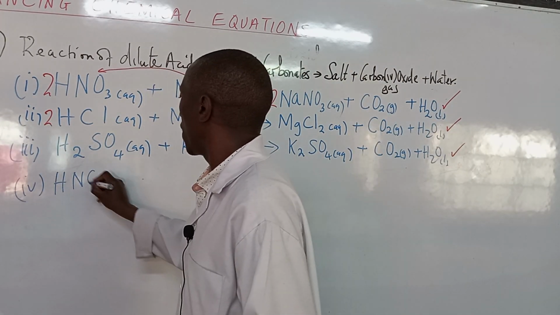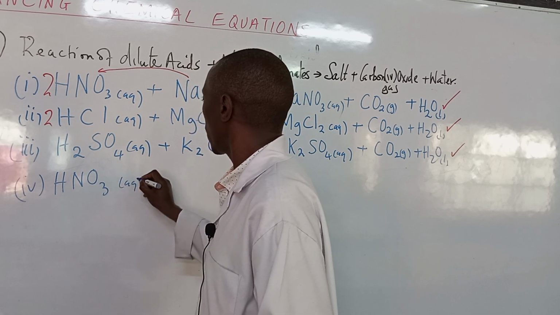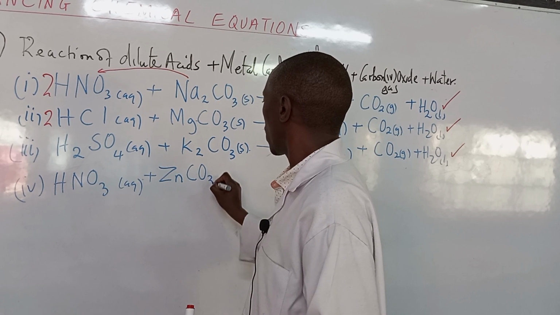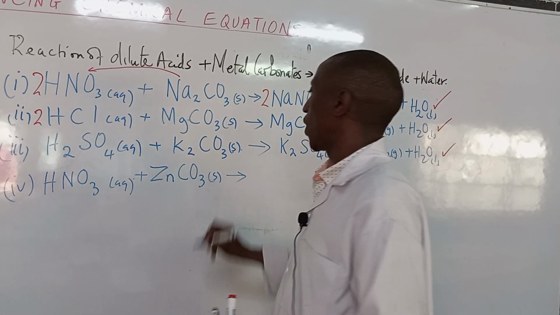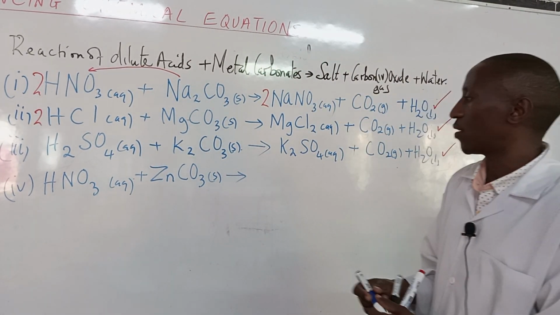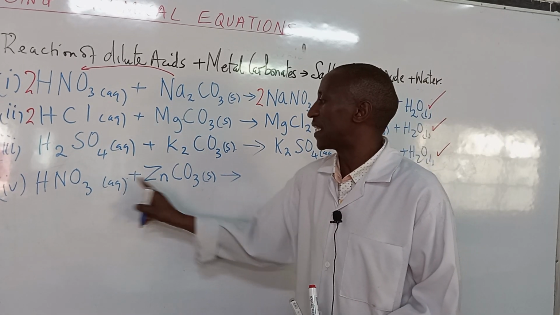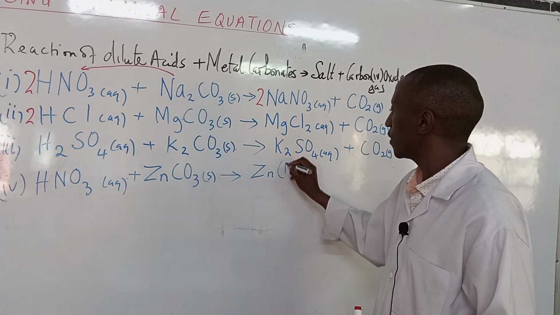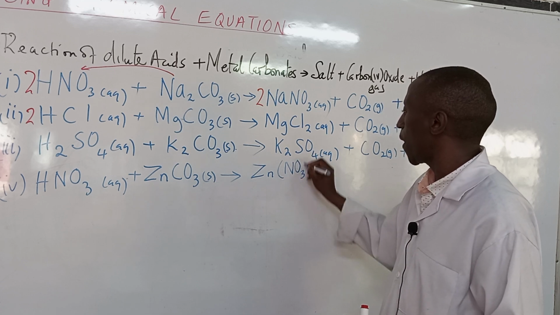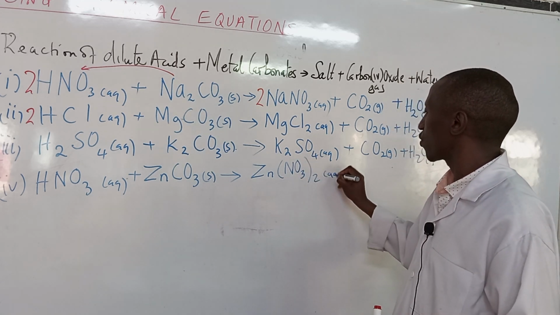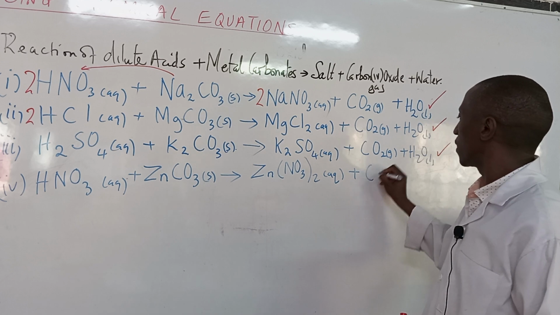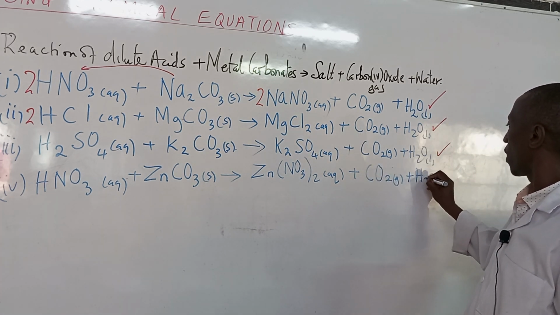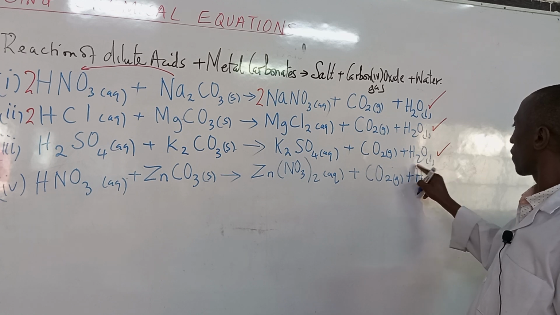That is number 4. Nitric acid, aqueous, and zinc carbonate. Zinc carbonate is in solid form. You find that the salt formed will be between zinc and the nitrate. So the formula for zinc nitrate goes by that formula. And all nitrates are soluble, so aqueous, plus CO2 gas plus water liquid.